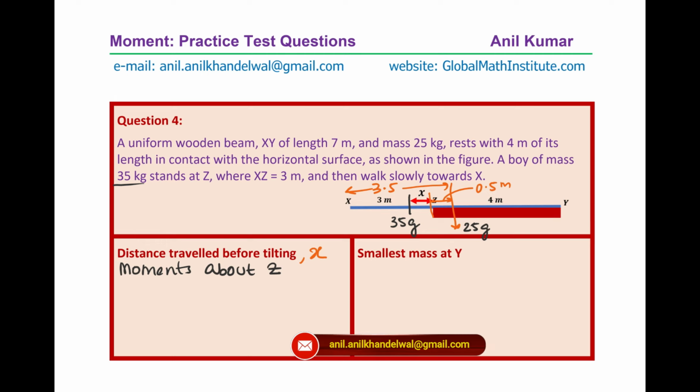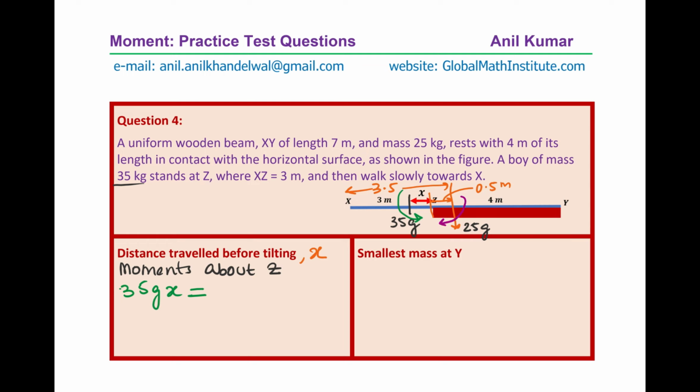Because of the boy, the moment will be counterclockwise. So this moment, 35g times x, should be equal to the clockwise moment due to the mass of 25 kg, which is at a distance of 0.5. Is that clear? That is how we can solve this question. g and g cancel, and we can calculate x, which is equal to 25 times 0.5, which is half, divided by 35, correct? So that becomes the distance.